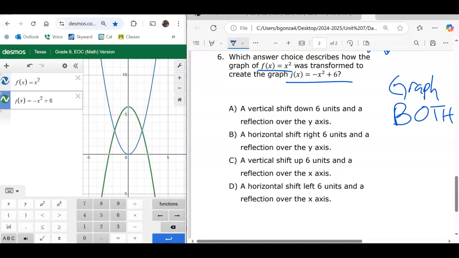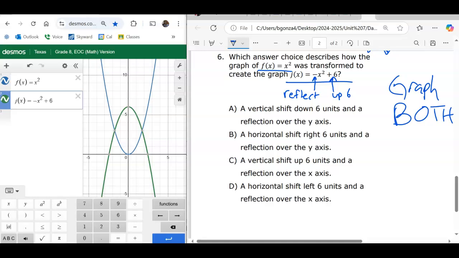You can tell the two things that are happening are the negative and the plus 6. Now the negative, we said, it starts off as a positive, looking like a smile. Negative makes it frown. It's going down, so that's a reflection over the x-axis. And then plus 6 is not in parentheses, it's an outsider, so that shifts it up or down. And plus is up 6 because outsiders don't lie.